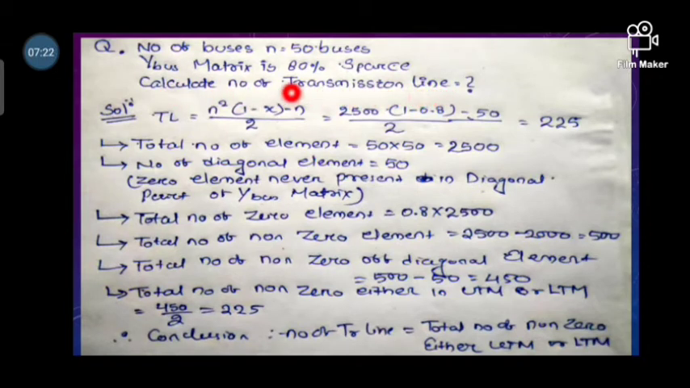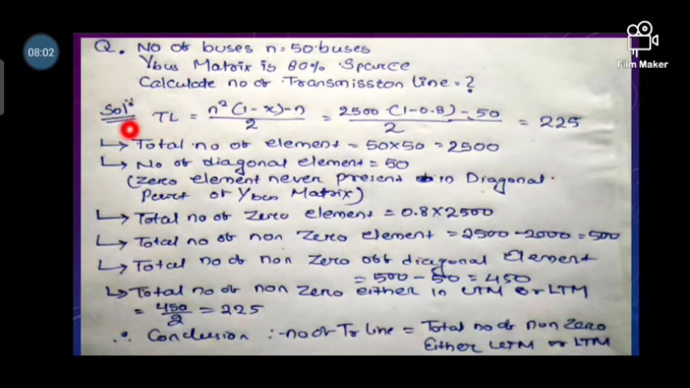So it is asking about the transmission lines. In the previous slide I have already told the formula: transmission line is equal to n squared times (1 minus x) minus n, divided by 2. By applying this formula, what is n? n is your buses, so 50 squared is 2500, and 1 minus x, where x is your sparsity. Sparsity is 80%, that will be converted to 0.8. So 1 minus 0.8, divided by 2, minus the number of buses, that is 50. After calculating this, you will get 225. That is your transmission line.